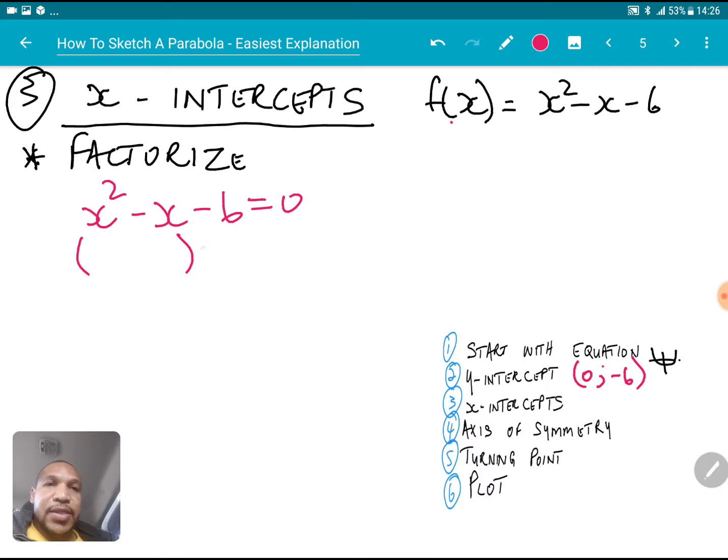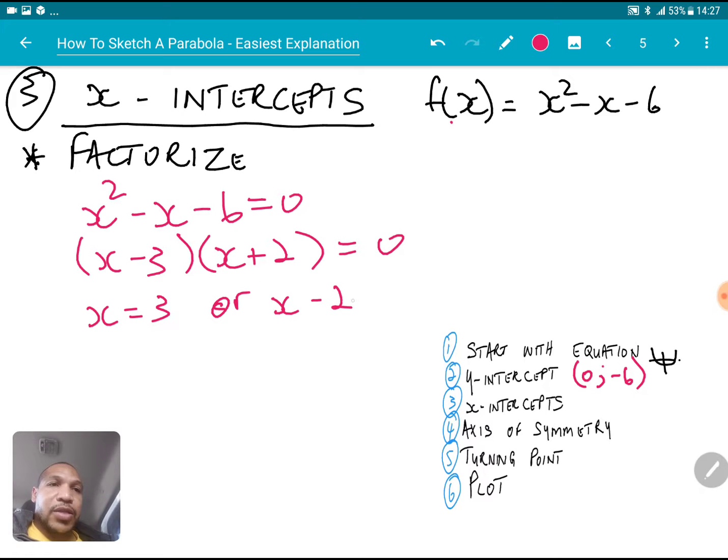Then we factorize. If you're not sure how to factorize, I have a video on factorization, but I've worked this out. Sorry, apologies, this is going to be (x - 3)(x + 2). So our x-intercepts will be, x will be equal to 3, or x will be equal to -2. And everywhere on the x-axis, the y value will be equal to 0. So we'll have a point of (3, 0).